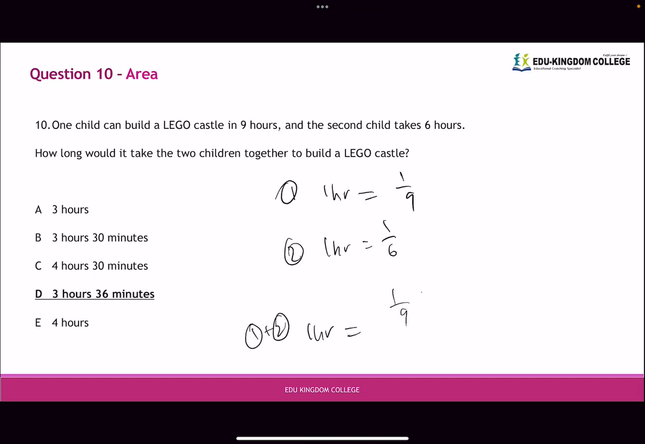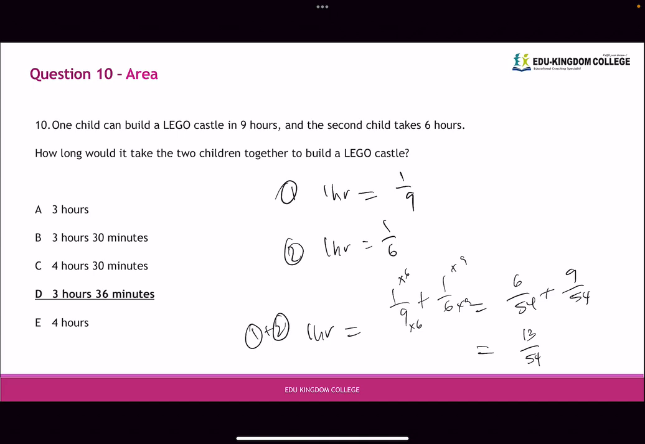it would be 1 over 9 plus 1 over 6, which equals, so we have to make a common denominator first. So that would be 54. Multiply top and bottom by 6, and multiply top and bottom by 9. So we get 6 over 54 plus 9 over 54 equals 15 over 54. Now that's what fraction of a castle they would make in 1 hour.